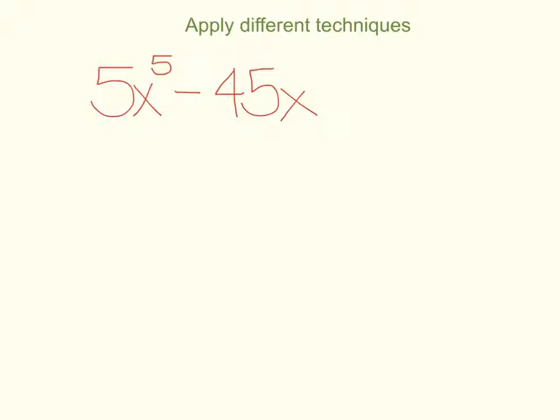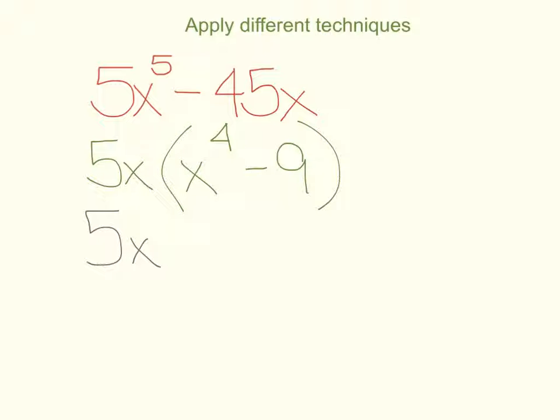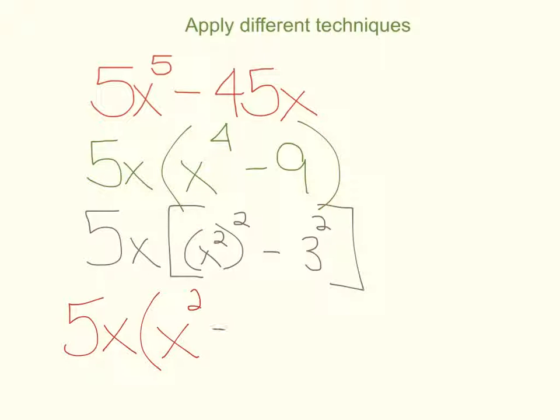So we're going to look at one more way to apply a different technique. We have 5x to the fifth minus 45x. So what you want to do here is you want to factor out the greatest common factor between the two. So we're going to factor out the 5x, which leaves us with x to the fourth minus 9. So now we leave that 5x and we start writing the x to the fourth minus 9 in the form of a squared minus b squared. So we actually write it x squared squared minus 3 squared. Now you can write this in a difference of squares. So we have 5x times x squared minus 3 times x squared plus 3.